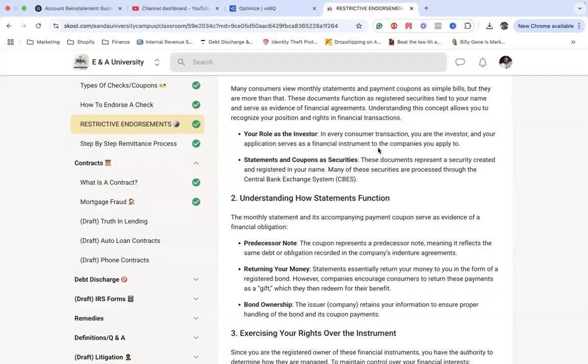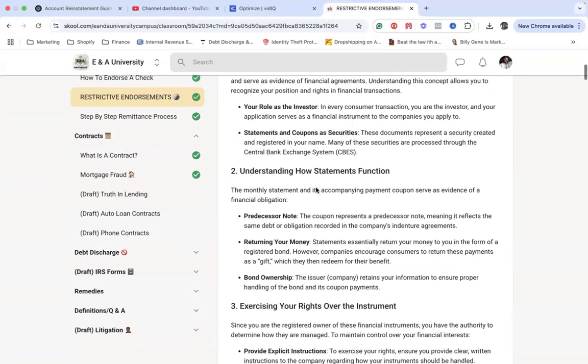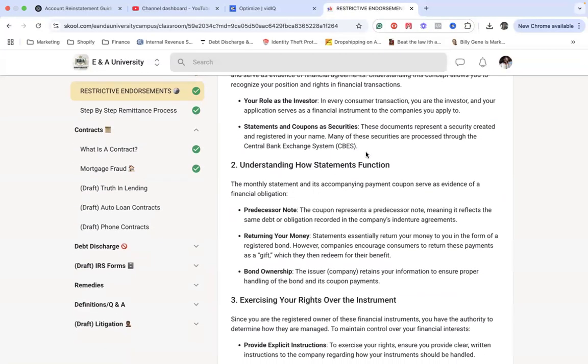So if you have any contracts with companies like T-Mobile or AT&T or Eversource Electricity, those companies produce these financial instruments and you're the investor, right? You're the investor in these instruments. So these statements and coupons as securities, these documents represent a security created and registered in your name, and many of these securities are processed through the central banking system. And we'll talk a little bit about that later.